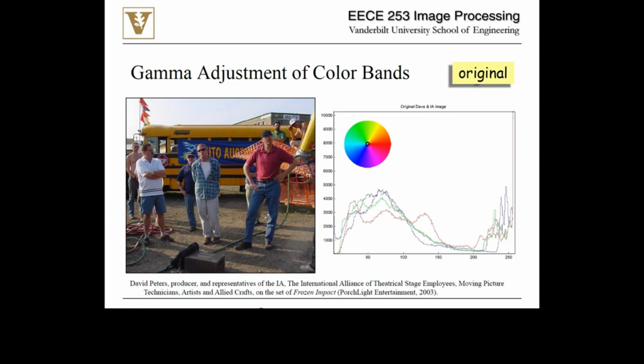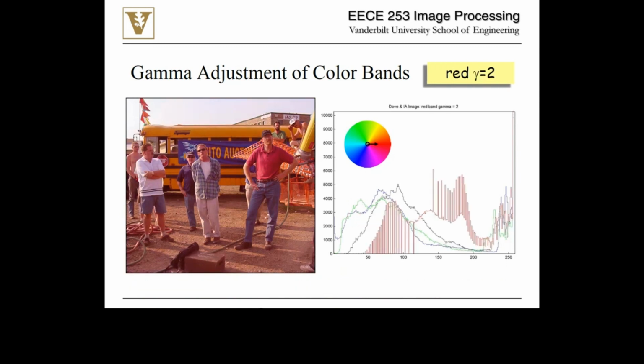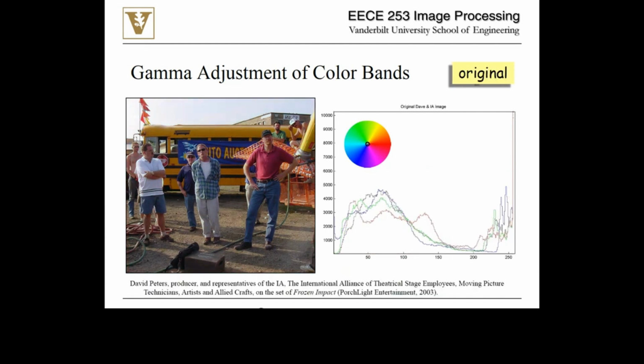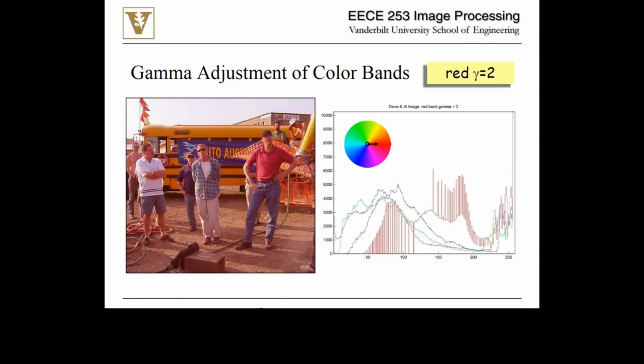These are the standard histograms of the different channels, the RGB channels. And now I apply a gamma transformation to the red channel. Okay, so gamma transformation, we already know what it is. So we apply a gamma greater than 1 transformation to the red channel, only to the red channel. So now the red channel is compressed.